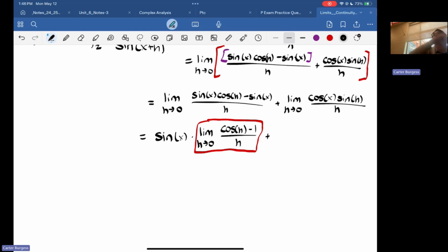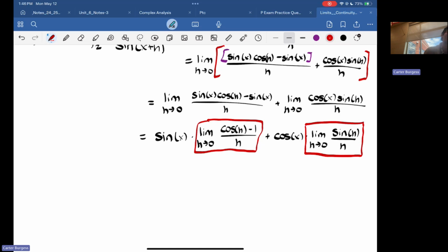Plus, and then we're going to do the same thing with the cosine of x, because is the cosine of x going to be affected at all when h goes to 0? No, so I'm just going to move that to the outside as well. Cosine of x times the limit as h goes to 0 of sine of h over h, which is another thing that we're going to care about. That's another thing that we can evaluate directly.